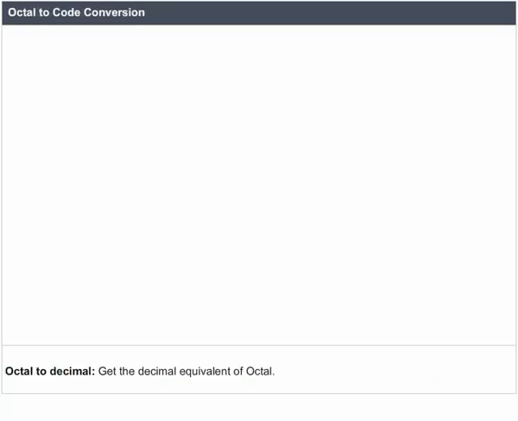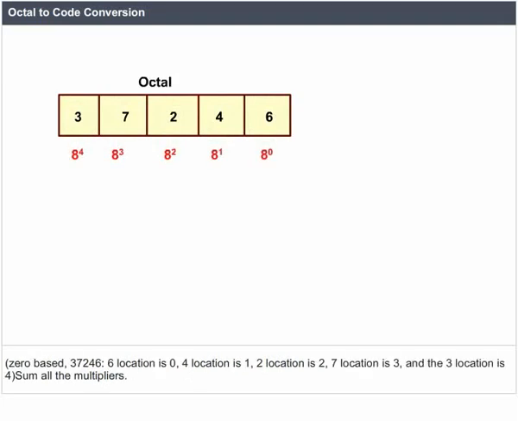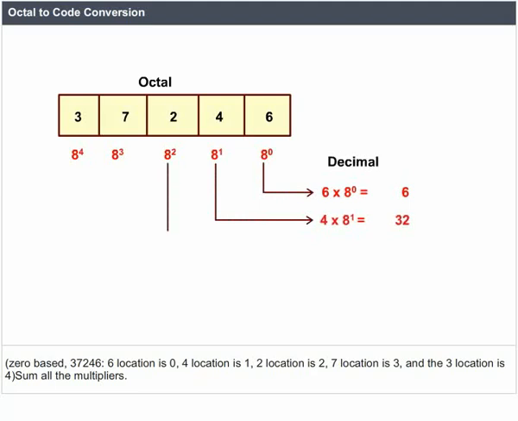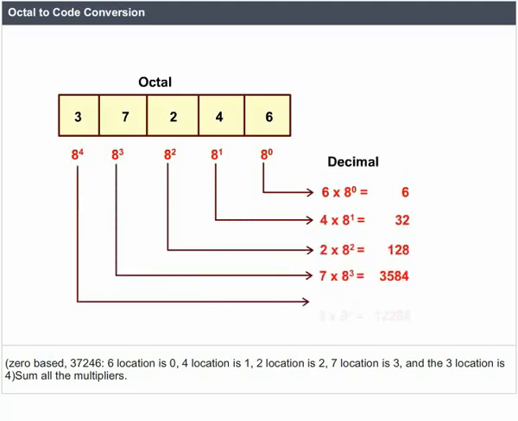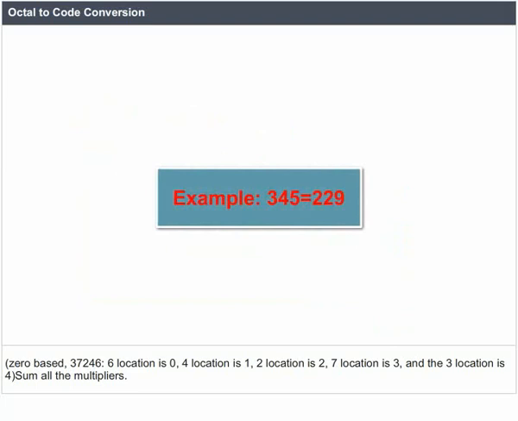Octal to decimal conversion. Get the decimal equivalent of octal. Multiply every digit with 8 power of digit location. 0 based 37246: 6 location is 0, 4 location is 1, 2 location is 2, 7 location is 3, and the 3 location is 4. Sum all the multipliers. Example: 345 equals 229.